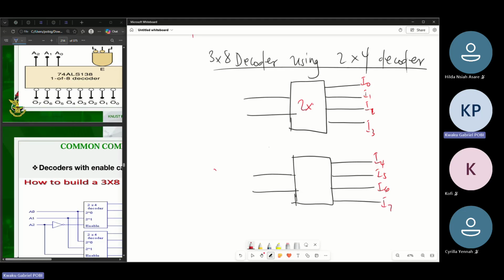So this is 2 by 4. This is another 2 by 4. Do this. Now what I'll do is I'll make this guy I0. Sorry. I've made here inputs. Let me do it output. So O or O.